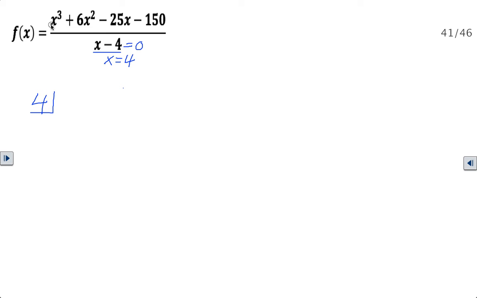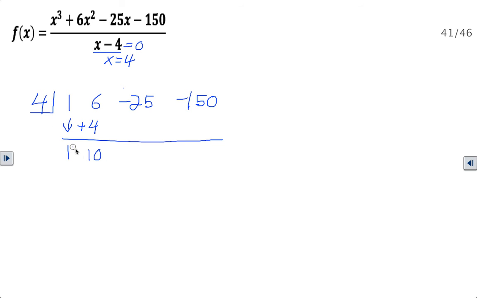My coefficients are going to be 1, 6, negative 25, and negative 150. So let's do 1, a 6, negative 25, and a negative 150. Okay, we're going to go ahead and do synthetic division. Drop down the 1, so 4 times 1 is 4. We're going to add these two terms, gives you 10. Okay, 4 times 10 is 40.